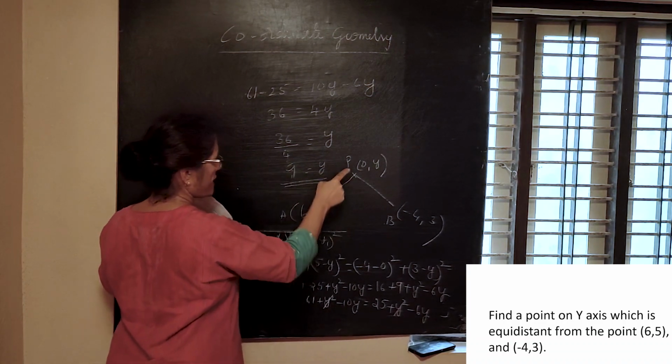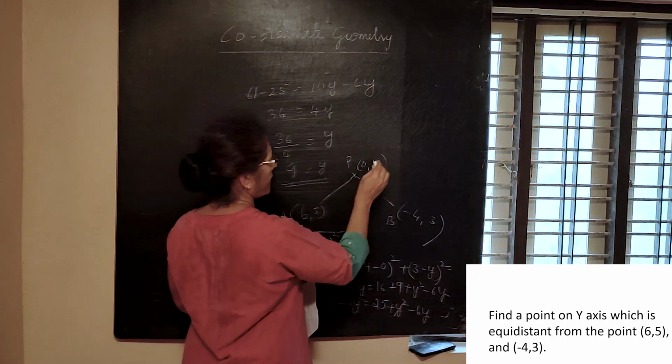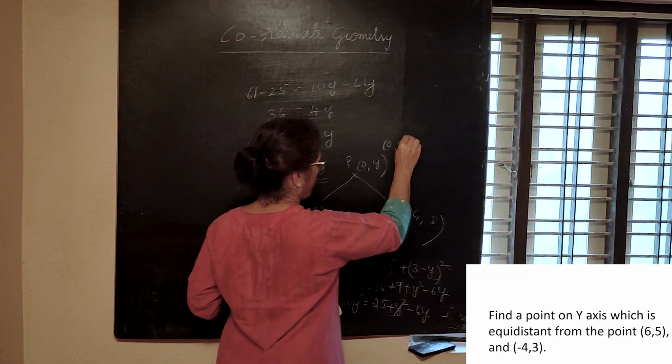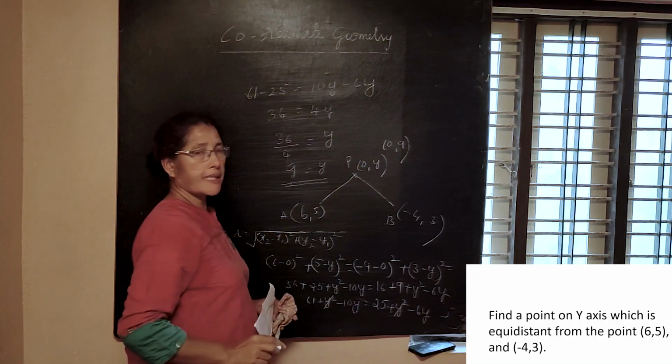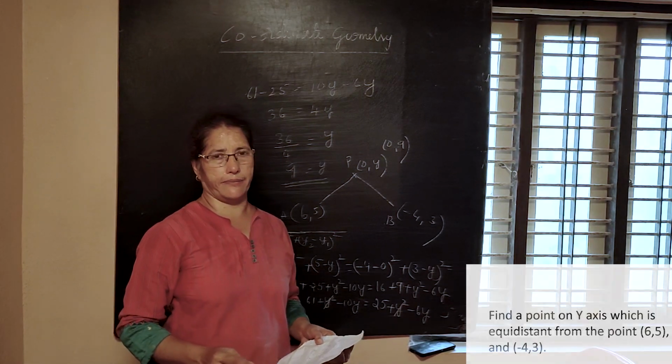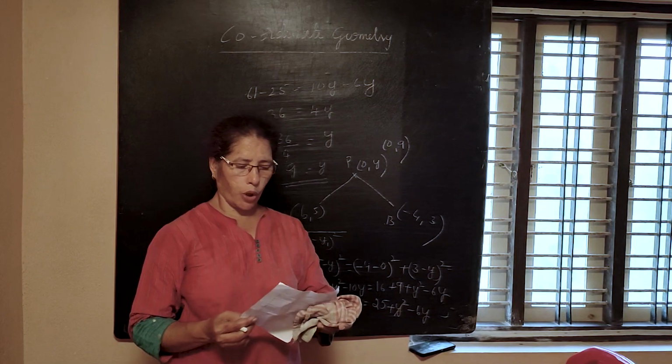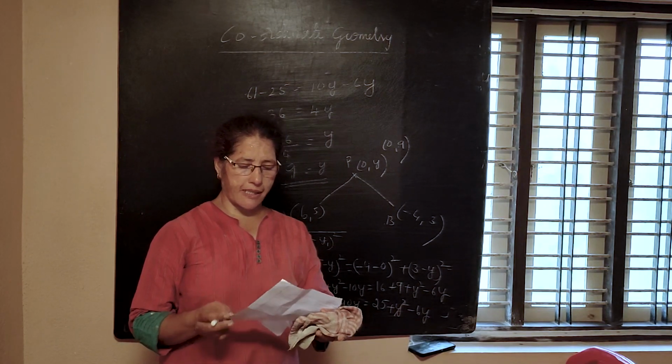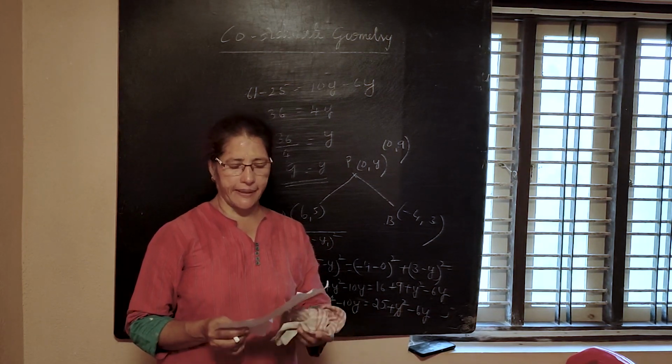So the point (0, y), which is (0, 9), is equidistant from (6, 5) and (minus 4, 3). So I hope you have understood what the distance formula is and how to apply that. Thank you.